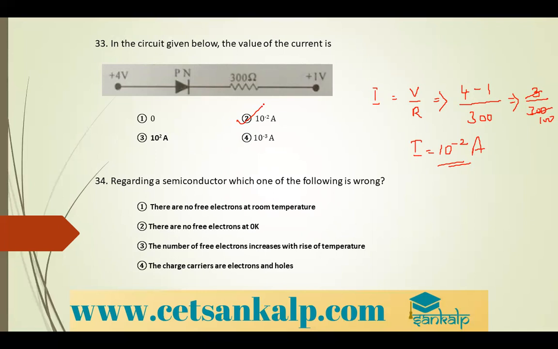Regarding a semiconductor, which one of the following is wrong? There is no free electrons at room temperature. There is no free electrons at 0 Kelvin. The number of free electrons increases with rise of temperature. The charge carriers are electrons and holes. At room temperature, a few bonds break and an electron-hole pair is generated inside the semiconductor. But they are saying there is no free electrons at room temperature. So option A is wrong. You will be having a few free electrons, a small number.